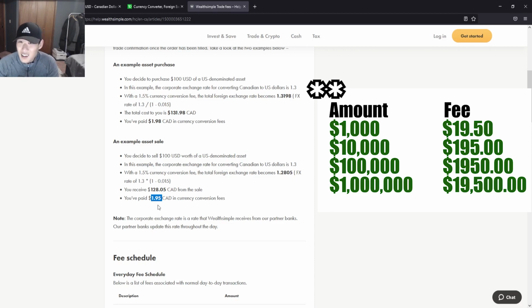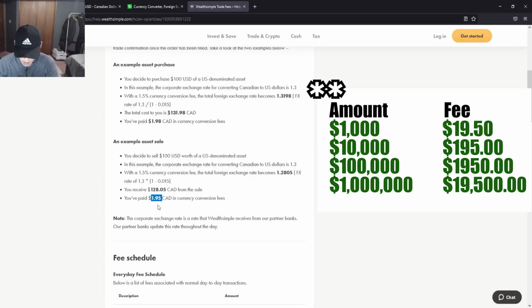Okay, $100,000. If you're selling $100,000, taking into account that if you made $100,000 in your Wealthsimple Trade account, you would pay $1,980 in fees to sell $100,000 worth of shares. And honestly, you would be walking away with, let me do the math quick here, $98,020. I'm not mad that I paid $1,980 in fees to get $98,000. Okay, I'm not mad about that at all.